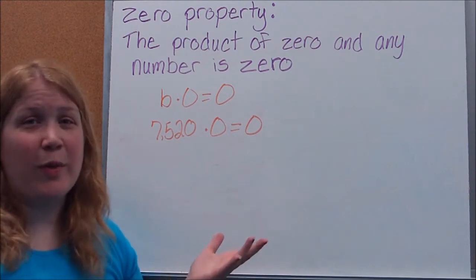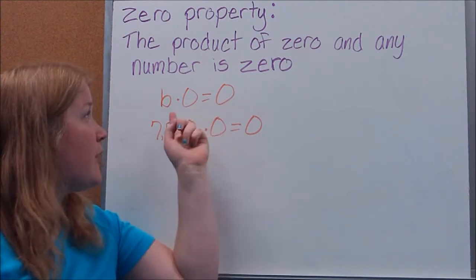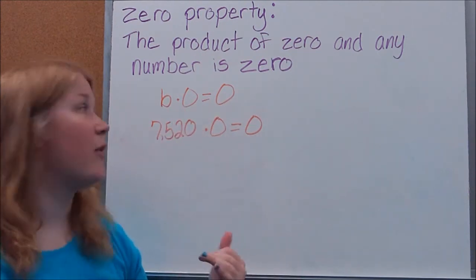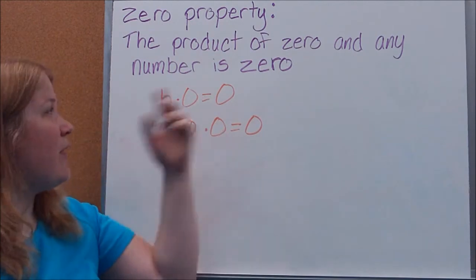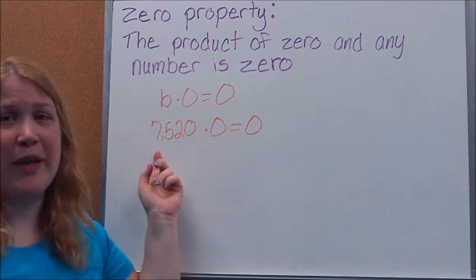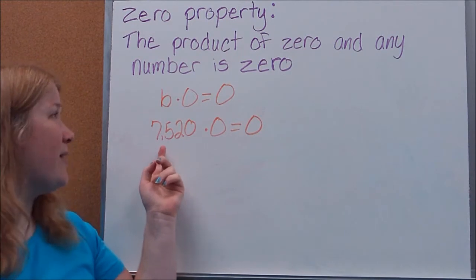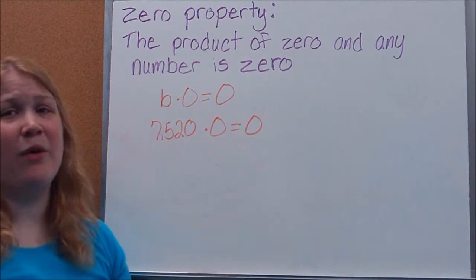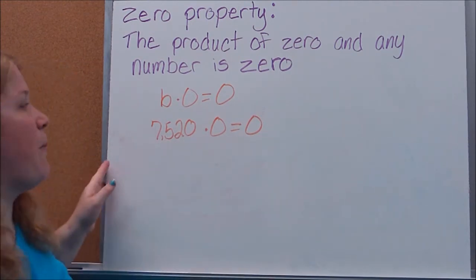These are good things to know, though, because you don't have to think about a problem when you're multiplying by 0. Anything times 0 is 0. So b times 0 gives me 0. Here I gave us a big number. Why? Because it doesn't matter. 7,520 times 0 still gives me 0.